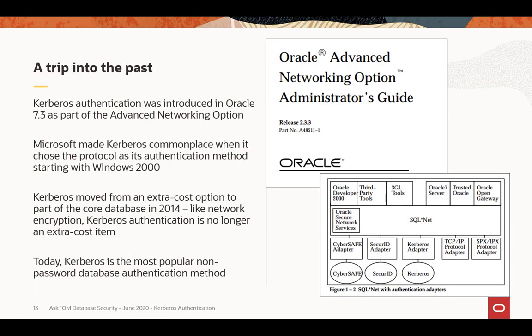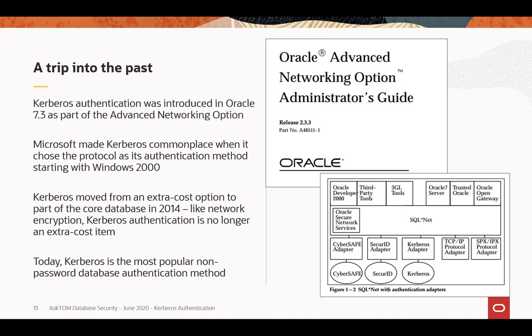Now, let me give you a quick trip way back in time. Kerberos has been around at Oracle since Oracle 7.3, so we're going back to the 1990s here. We first introduced Kerberos support in Oracle 7.3. Back then it was part of the Oracle Advanced Networking option. Kerberos initially was not used by a lot of people. It was getting a lot of industry buzz, but it wasn't very commonly adopted. That all changed in 2000 when Microsoft released Windows 2000 and adopted Kerberos as its underlying authentication mechanism.